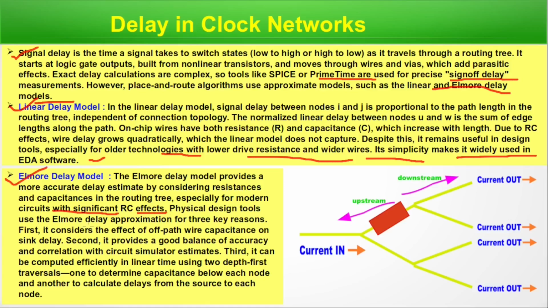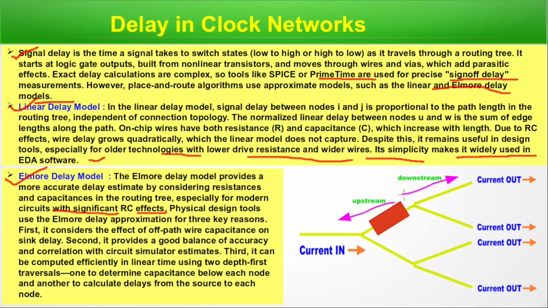Physical design tools use Elmore delay approximation for three key reasons. First, it considers the effect of off-path wire capacitance on sink delay. Second, it provides a good balance of accuracy and correlation with circuit simulator estimates. And third, it can be computed efficiently in linear time using two depth-first traversals, one to determine capacitance below each node and another to calculate delays from the source to each node.